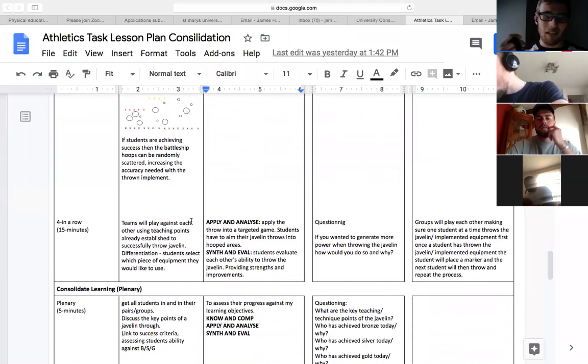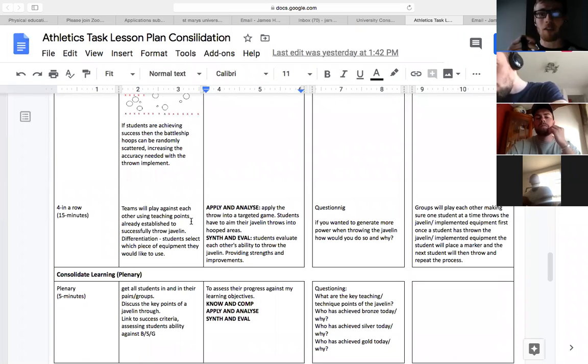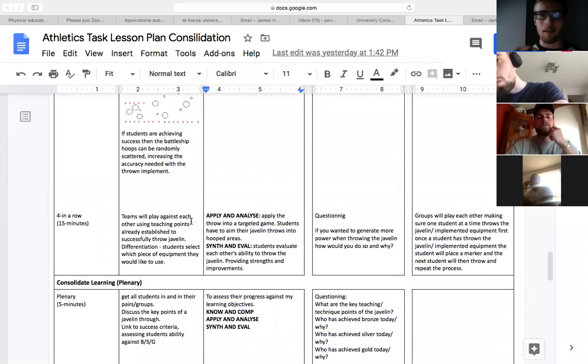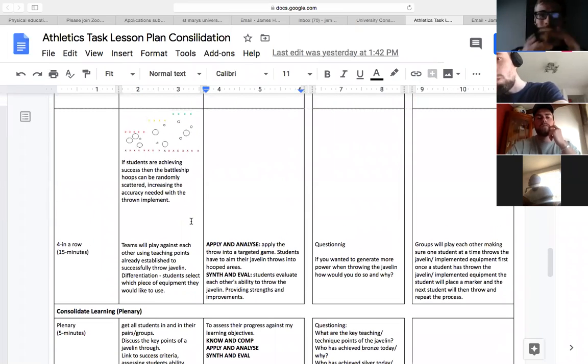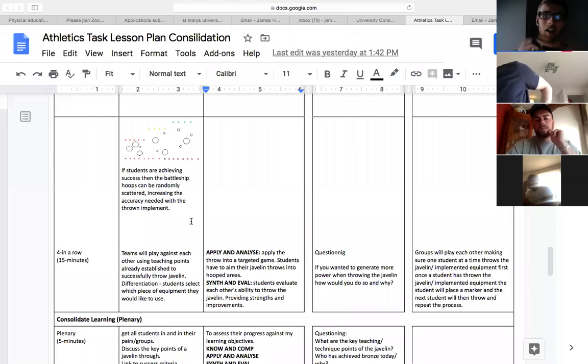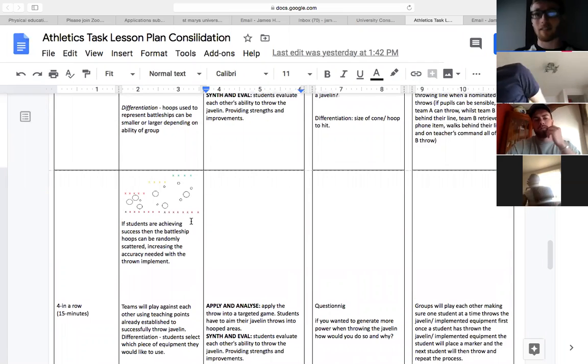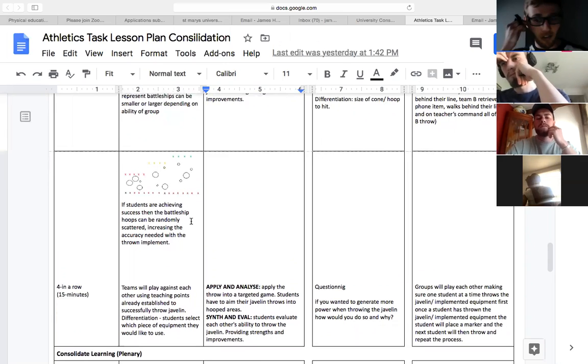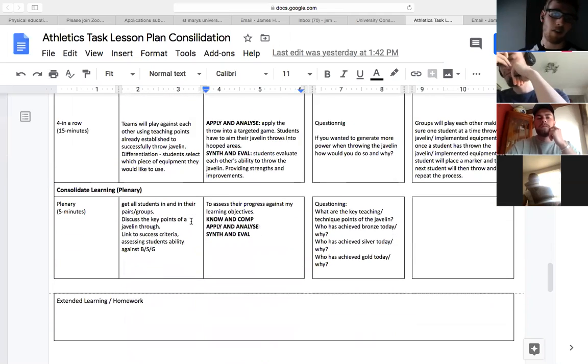Finally, if we did have enough time, then we could further enhance the battleships game by, rather than having the targets set out in a line, separating them more randomly to challenge students to hit harder targets, because there's less bandwidth for them to miss, as it were. Now I'll hand over to Joe, who's going to talk about our 4 in a row game and the plenary to finish off.